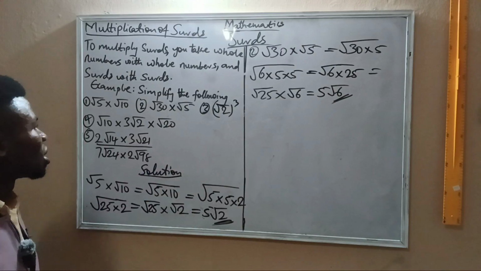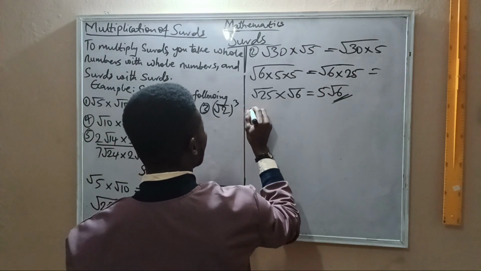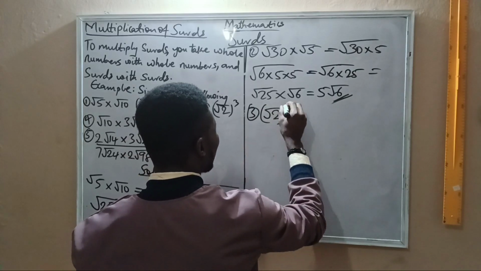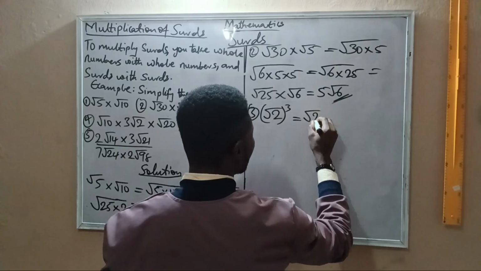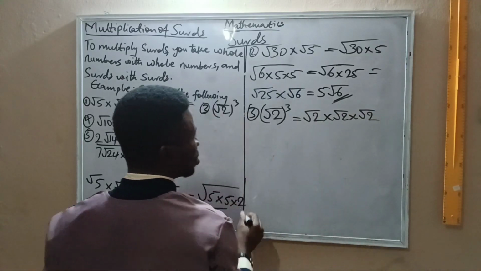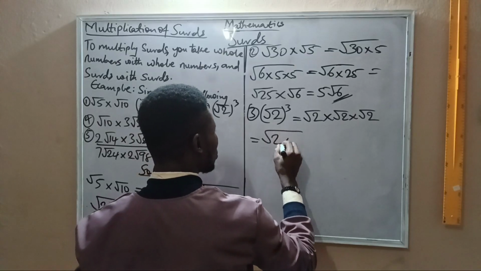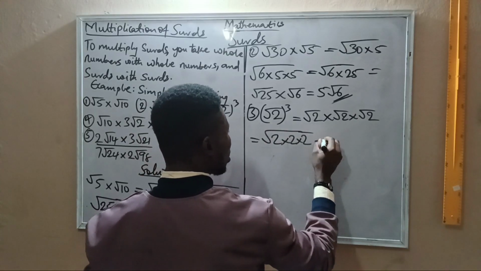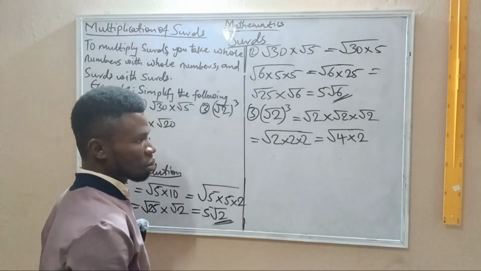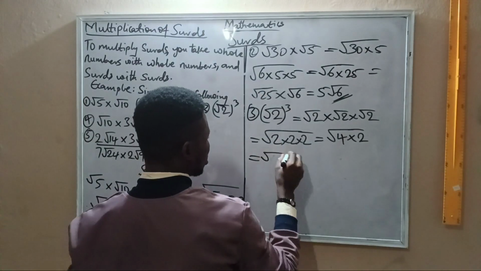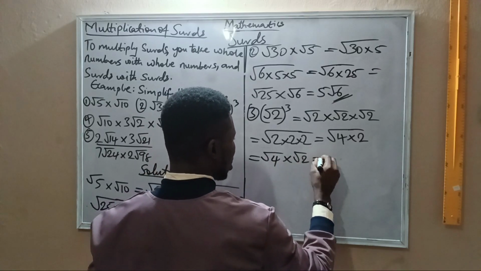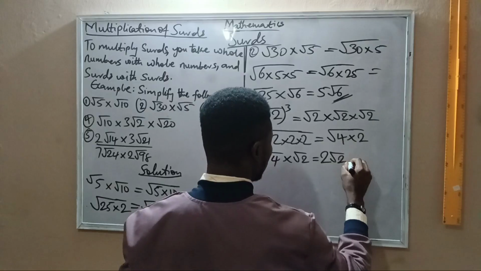And the third one is simple, but we just write it. We have surd 2 all to the power of 3, and this is the same thing as surd 2 times surd 2 times surd 2, which is surd 2 times 2 times 2, which is surd 4 times 2. That is surd 4 multiplied by surd 2, and that is 2 surd 2.